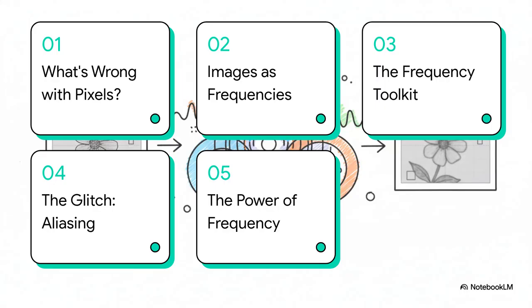All right, so here's the game plan for this explainer. First, we'll look at the old school way of doing things, pixel by pixel, and see why it's just too slow. Then we're going to get into the really mind-bending part, seeing images not as pixels, but as frequencies. After that, we'll check out the awesome toolkit this new perspective gives us, touch on one little glitch you need to know about, and then wrap it all up by seeing why this is such a powerful, game-changing idea.